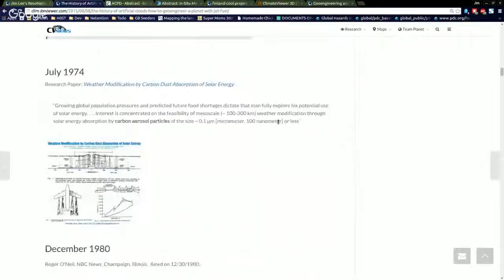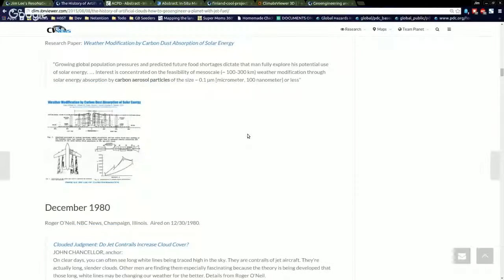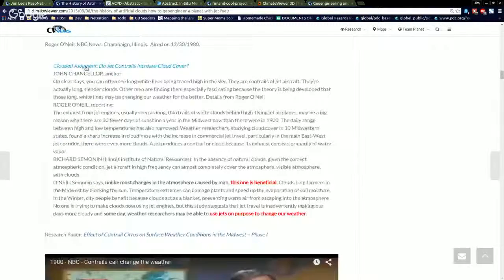74. This is weather modification by carbon dust absorption of solar energy. They were talking about using carbon dust, carbon black soot coming out of planes to modify hurricanes. The reason why? Soot is black. It absorbs heat. If you put heat into a hurricane, you can steer it. Boom. 1974. 1980. Clouded judgment. Do jet contrails increase cloud cover?